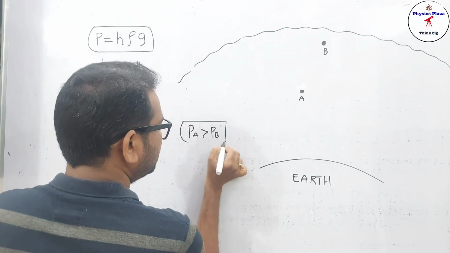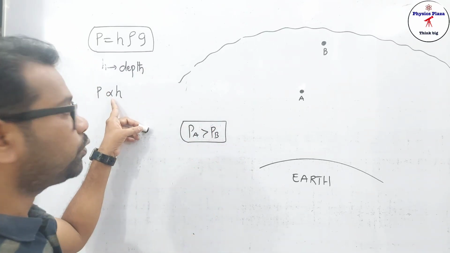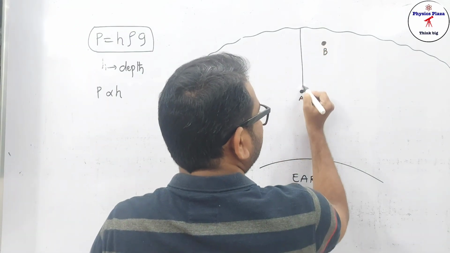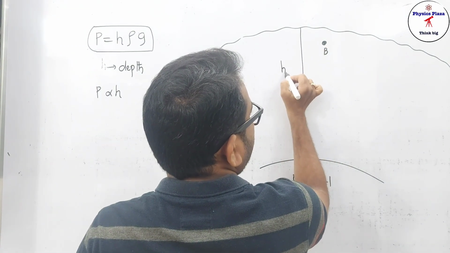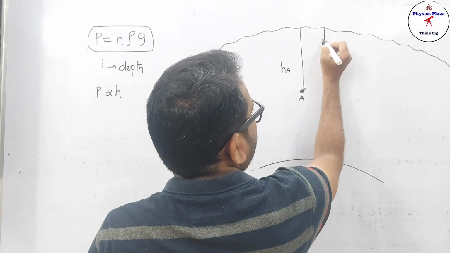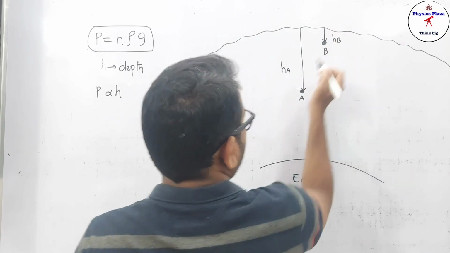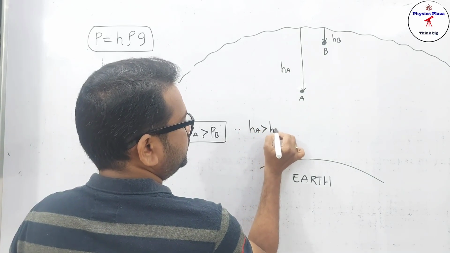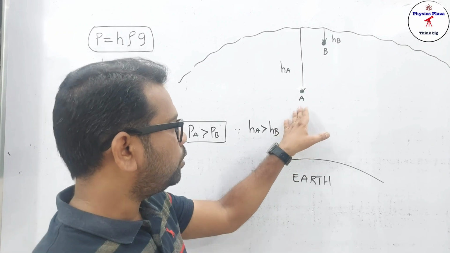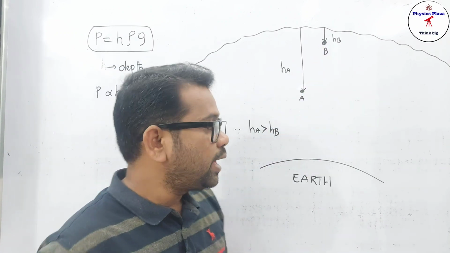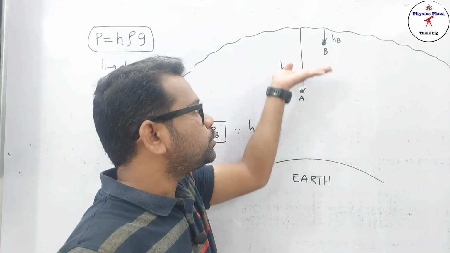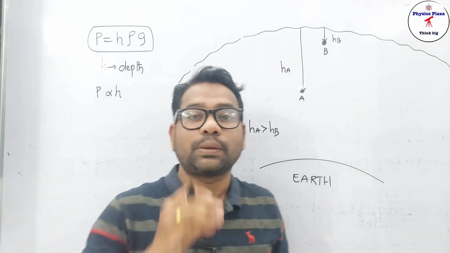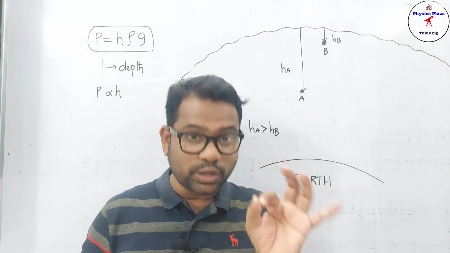What is the reason? Let me tell you. I told you that H is actually depth, not height. If you see, this is the depth from the top. Let us say it is HA, and this is HB. Since HA is greater than HB, the pressure at point A is more than the pressure at point B. Which means as we go to higher altitudes, children, pressure keeps on decreasing. Why does pressure decrease? Because the depth decreases. It's one of the points.